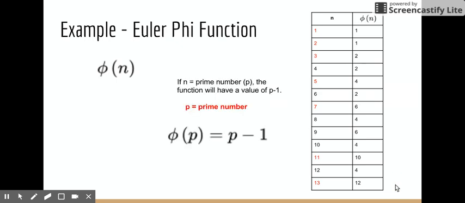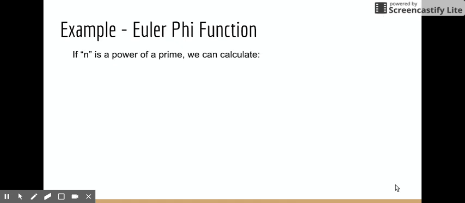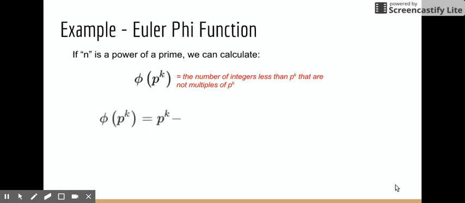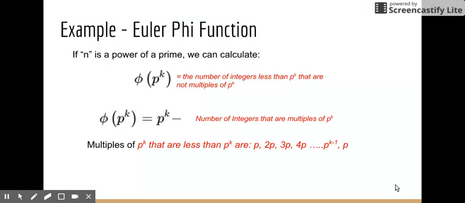If n is a power of a prime, we can calculate phi of p to the k. To calculate phi of p to the k, we count the integers relatively prime to p to the k as those that are not multiples of p. The multiples of p that are less than p to the k are p, 2p, 3p, all the way up to p to the k minus p.